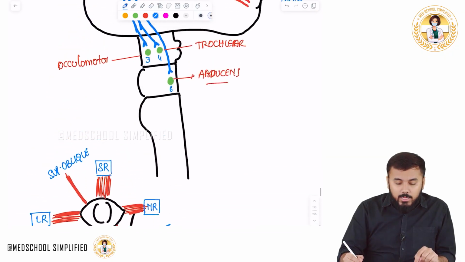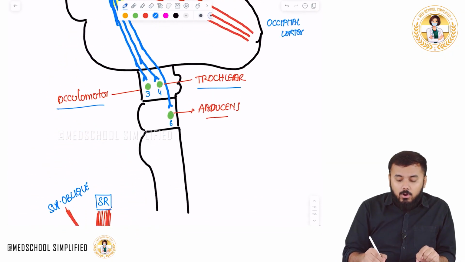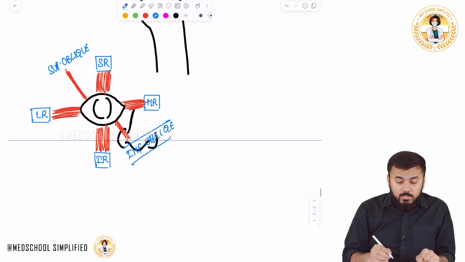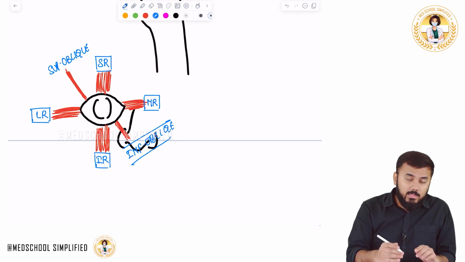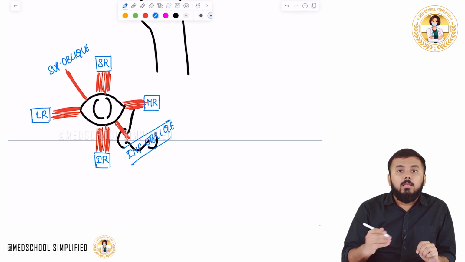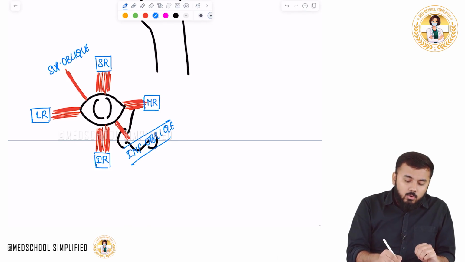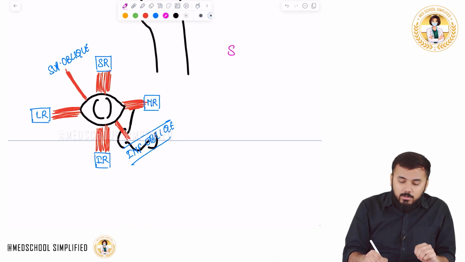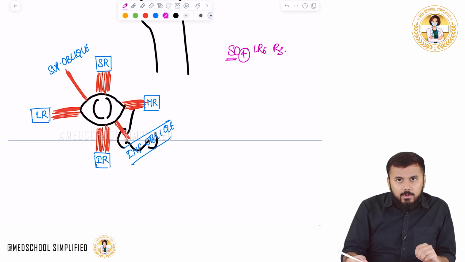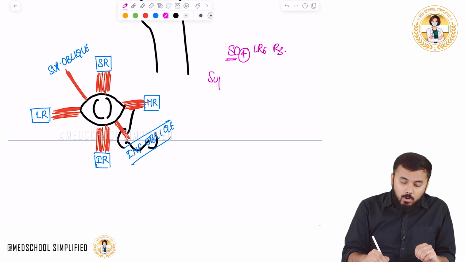I'm not going to tell you the actions of each and every muscle right now, but what I'm trying to tell you is that the oculomotor, trochlear and abducens are the nuclei from where the nerves supply your eye muscles. Just remember this formula: SO4 LR6 R3. What do you mean by SO4? Superior oblique is supplied by the fourth pair of cranial nerve.